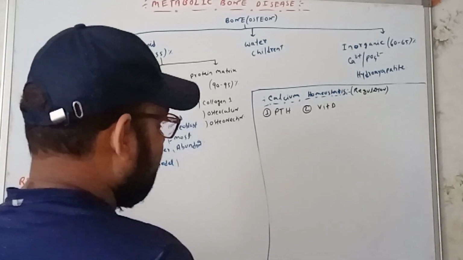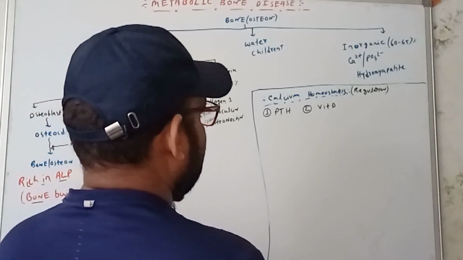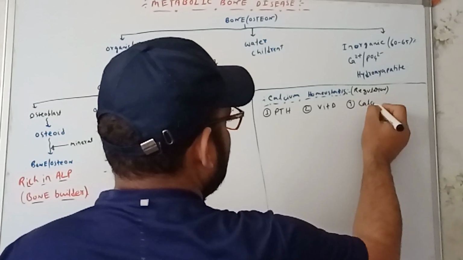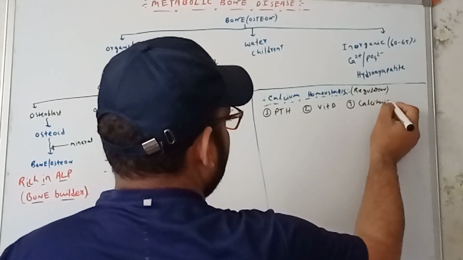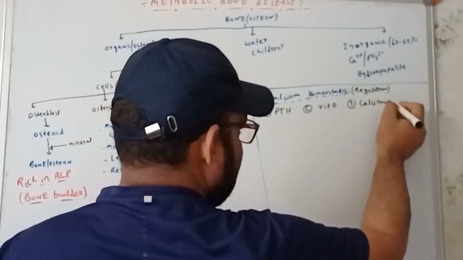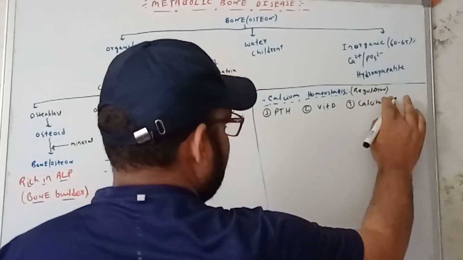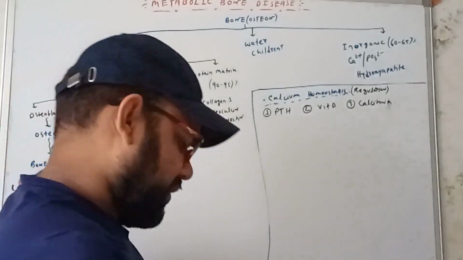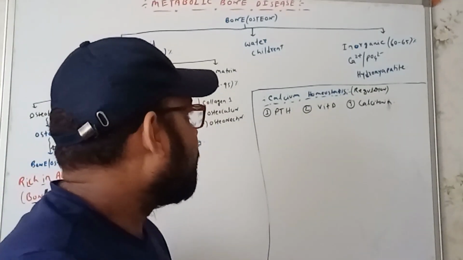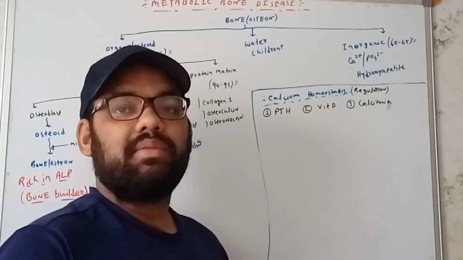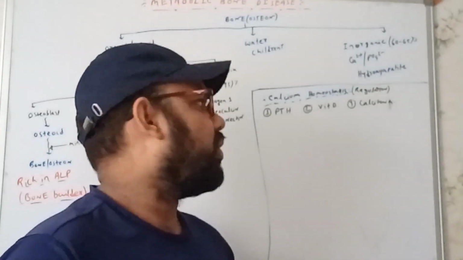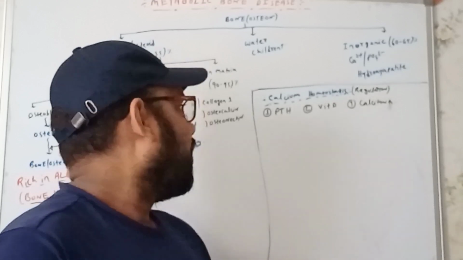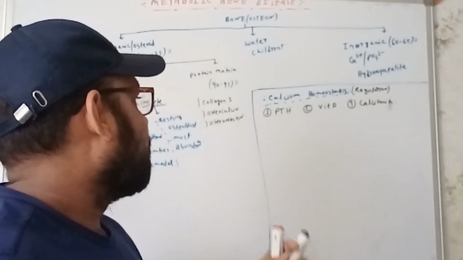And the third one you can remember is calcitonin from the parafollicular cell. Calcitonin guys, okay, let me correct it. So what did I say? That the calcium homeostasis regulation will be done by the three major regulators. What? The parathyroid hormone, the vitamin D, and the calcitonin. Right. Now we'll talk in detail one by one about the conditions.